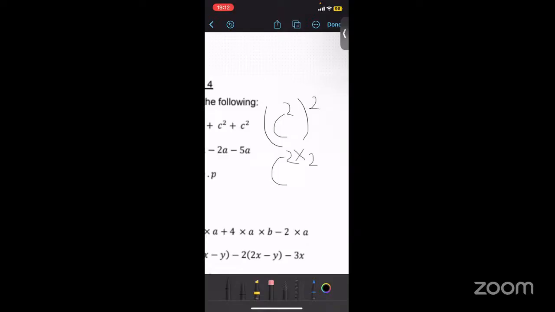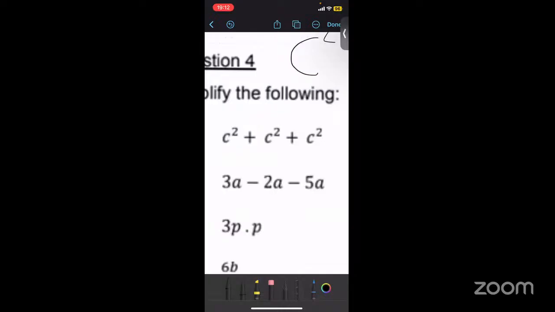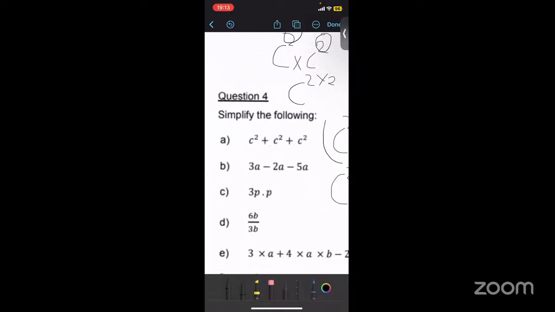Do you get it? Yes. Perfect. Still, if you have something like c squared multiplied by c squared, we're still not going to say c to the power of 2 multiplied by 2, because when we are multiplying the same base, we add the exponents. This is the only time we add the exponents. In this case, we are adding the same bases with the same exponents.